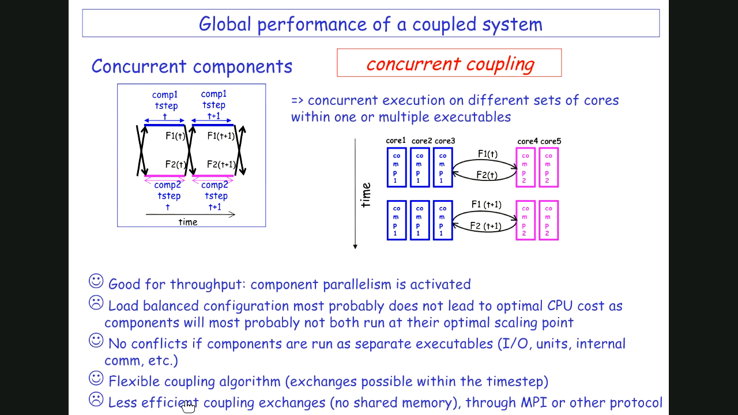The drawback is that the coupling exchanges will be less efficient, because you cannot exchange the coupling fields through the memory. The memory is not shared. You have different executables that may run on different nodes, and you will have to use some protocol to exchange the data, like message passing or other protocol. So that might be a drawback. I mean, if the coupling is very, very tight, and if you have a lot of data to exchange, you may not want to implement concurrent coupling because of the duplication of the coupling fields in each component.